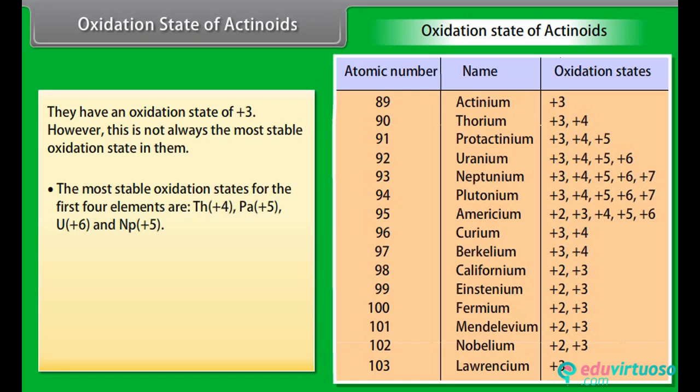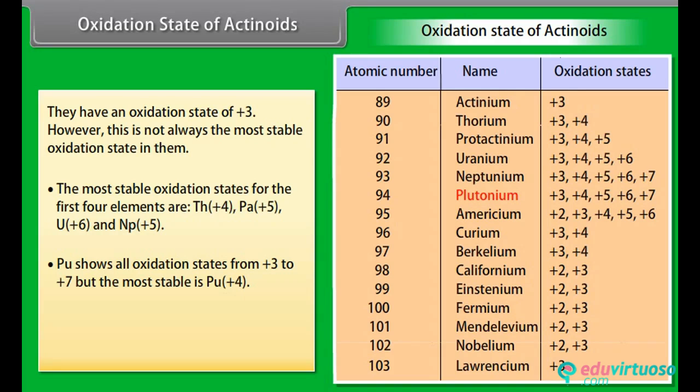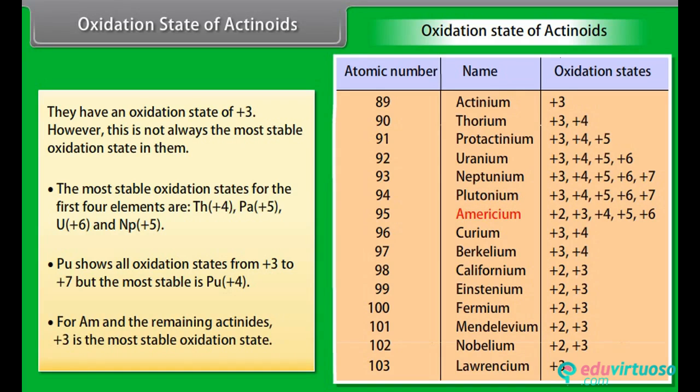The most stable oxidation states for the first 4 elements are thorium +4, protactinium +5, uranium +6, and neptunium +5. Plutonium shows all oxidation states from +3 to +7, but the most stable is plutonium +4. For americium and the remaining actinides, +3 is the most stable oxidation state.